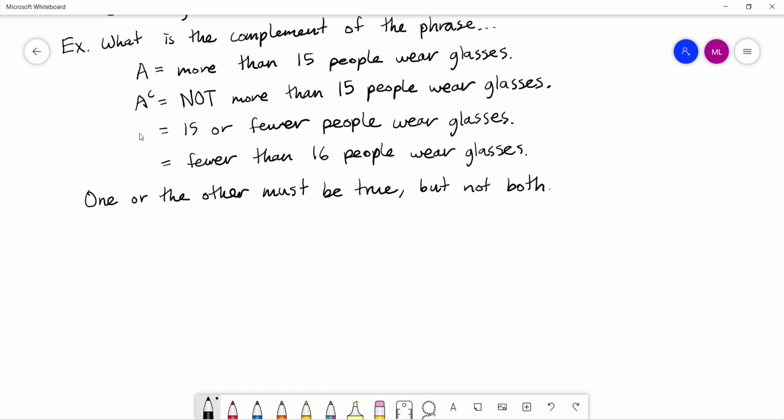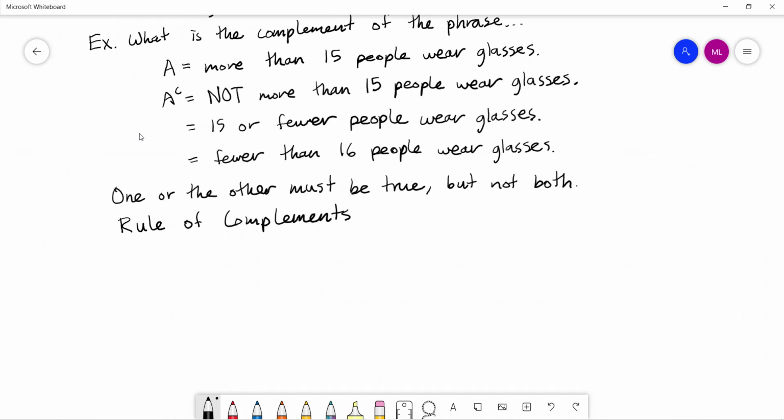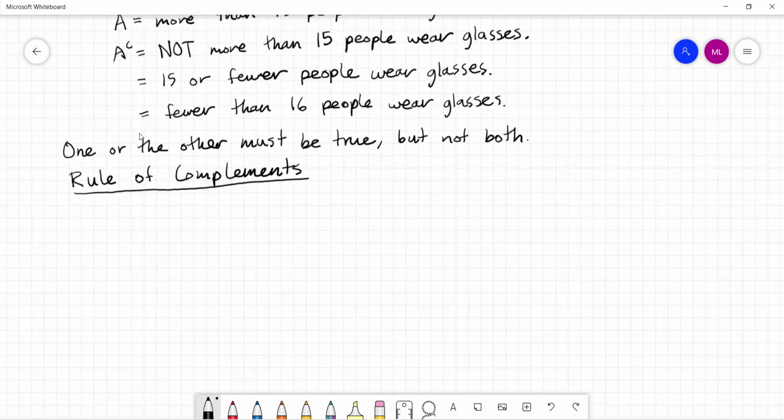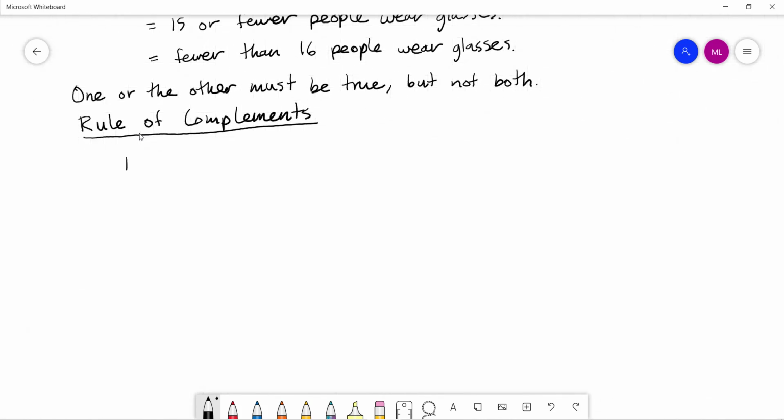And what this means is that we get something called the rule of complements. And the rule of complements basically states mathematically what we just said in words. If I take the probability of event A plus the probability of event A complement, together those two things have to add up to 1, because they have to add up to 100% of all possible cases that could occur. They're mutually exclusive, right? There's no overlap between them, but one of them has to be true. Between the two of them, they add up to 100% of possible cases that could occur.